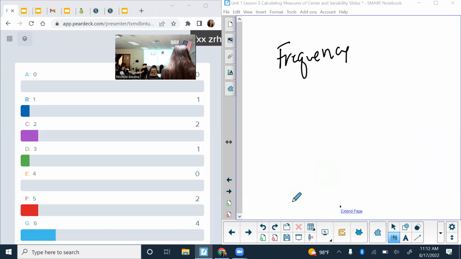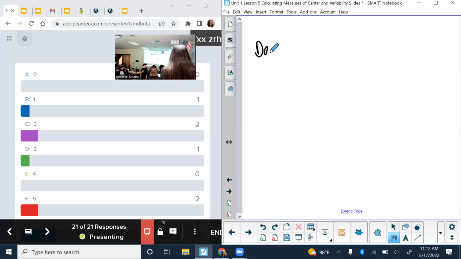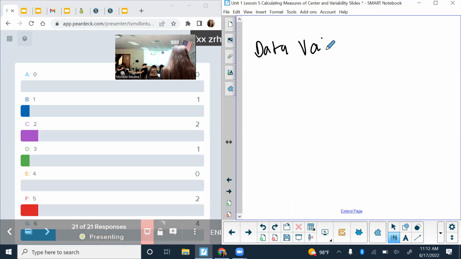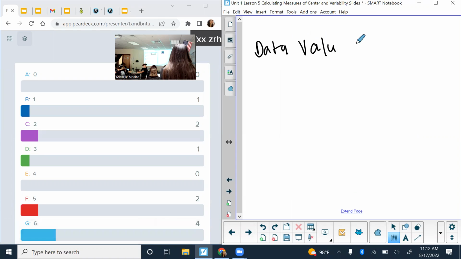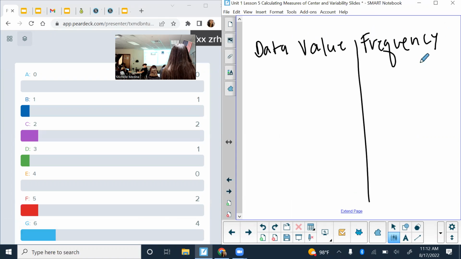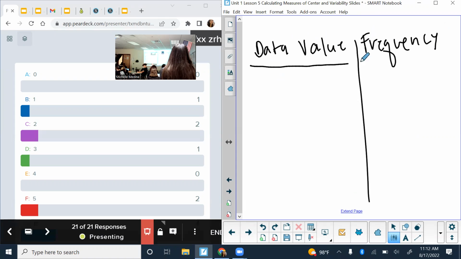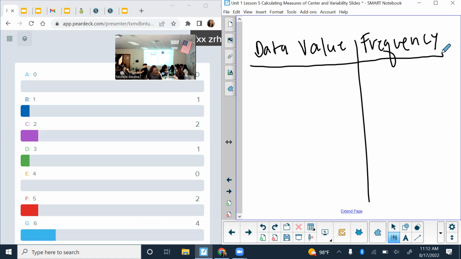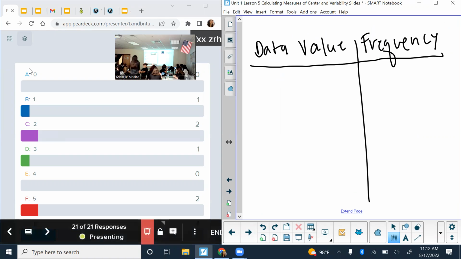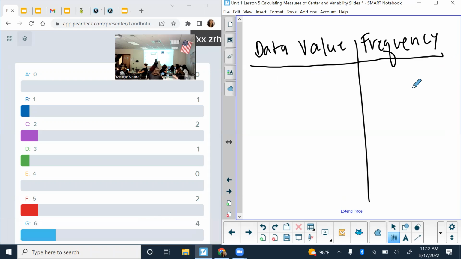But for your frequency tables, they should look something like that, where you have the data value on the left-hand side, followed by the frequency, like how often it appeared in your data, in the right-hand side. So what's our first data value based on our poll? What number? Do we have any for 0? So maybe don't include that on your data table, otherwise what's our first data value?